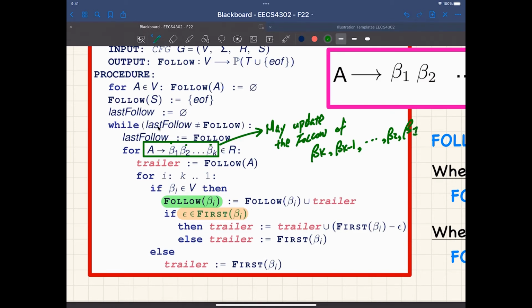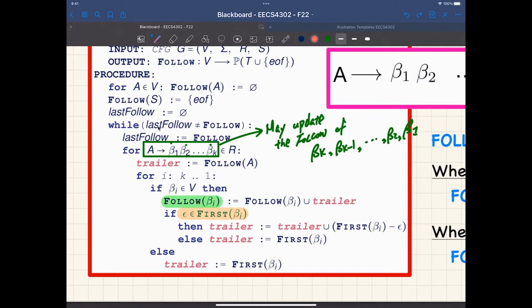Because the way we are going to go for the iteration will be from right to left, like this direction over here. Think about the trailer as really doing this. The trailer is going to get just the follow of A to begin with. Let me give you a little bit of intuition here.